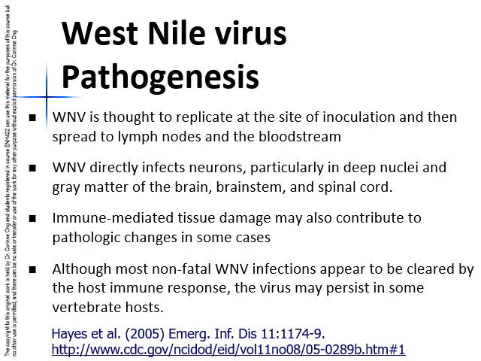In terms of the pathogenesis of West Nile virus, the virus is thought to replicate at the site of inoculation and then spread to lymph nodes and the bloodstream. The virus infects the neurons directly, particularly in deep nuclei and gray matter of the brain, brainstem, and spinal cord. Immune-mediated tissue damage may also contribute to pathological changes in some cases. Although most non-fatal West Nile virus infections appear to be cleared by the host immune responses, the virus may persist in some vertebrate hosts for a while.